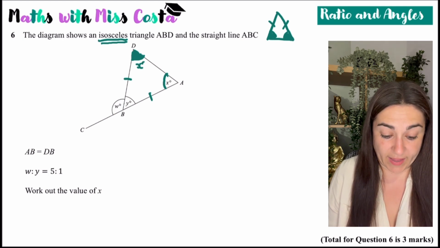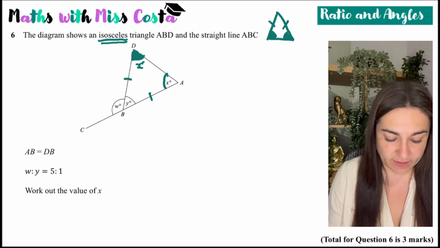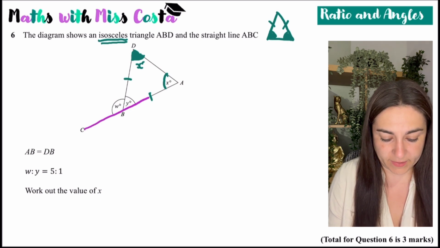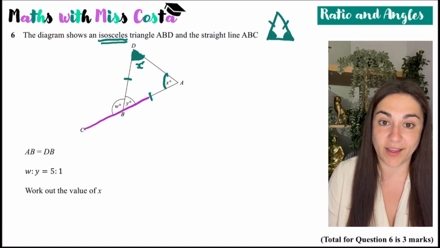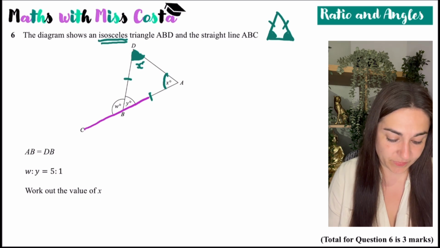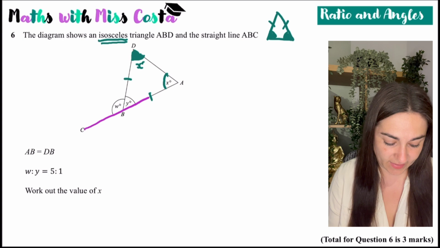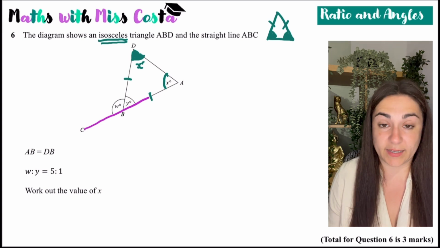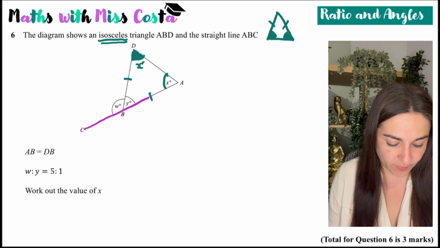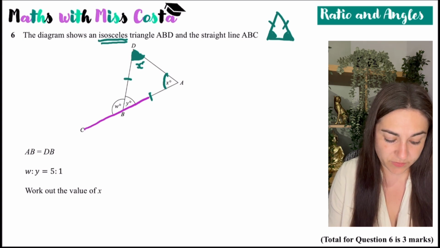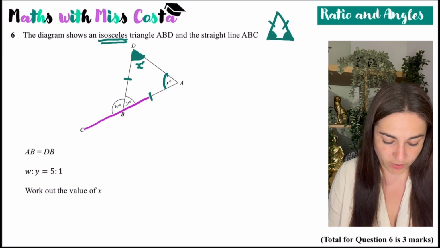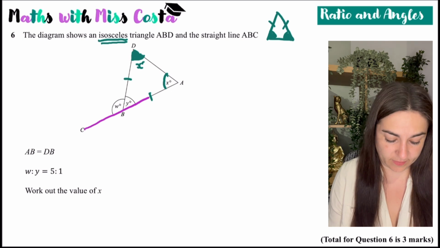Okay, and the straight line ABC. So it's a straight line, and already over here, I'd be like, okay, it's a straight line, and I know that angles on a straight line sum to 180. So you've got quite a few pieces of information there. I'm told that AB equals DB, which is why it's an isosceles triangle. And then I'm told the ratio of angle W to the angle Y is 5 to 1. And I need to work out the value of X.